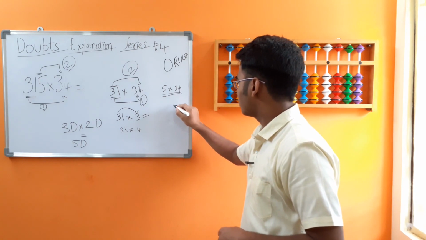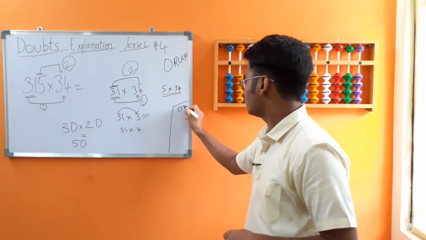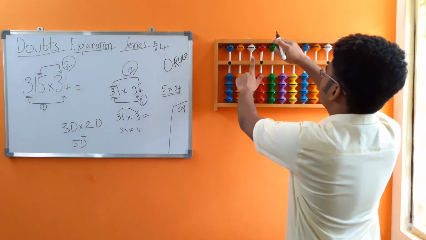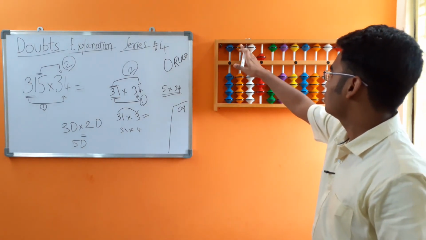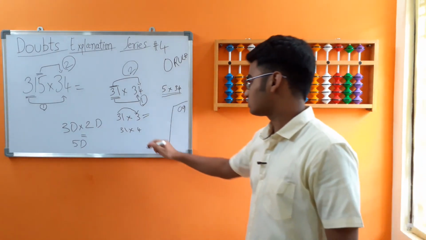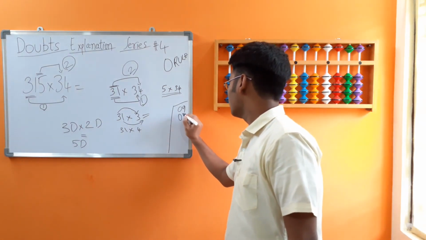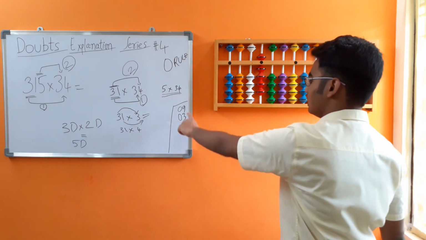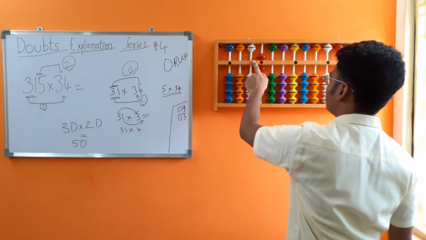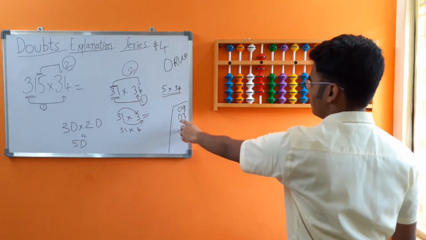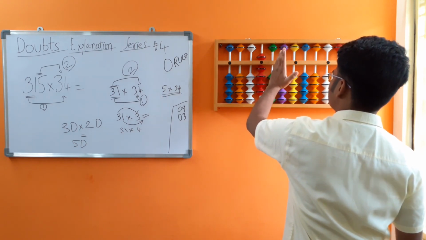I am going to write all the products here. 3 into 3 is 09. Nothing on the 10,000th rod, 9 on the 1000th rod. 1 into 3 is 03. We have started placing 9 from the 10,000th rod. We should start placing 3 one rod right to the 10,000th rod, that is the 1000th rod, right? 03.